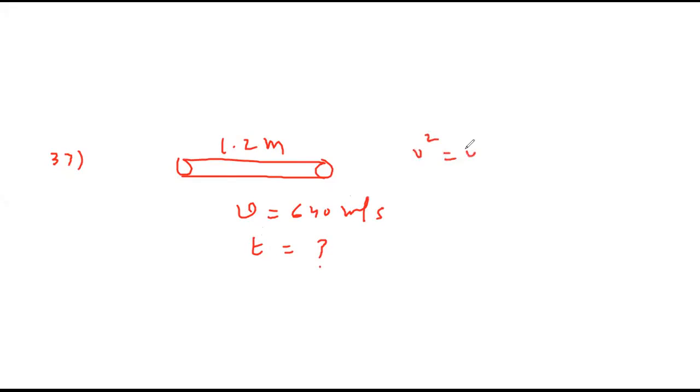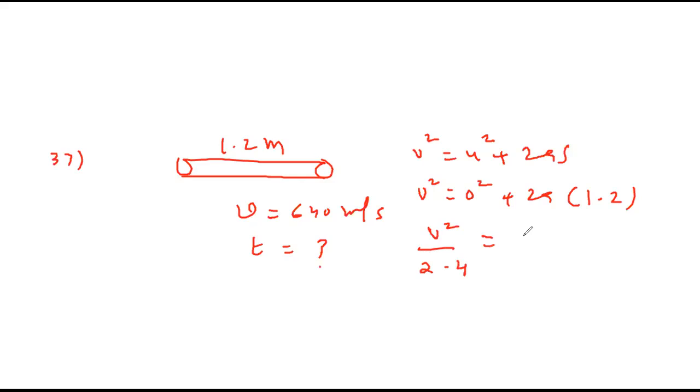V square is u square plus 2as. Bullet is initially at rest. It travels distance 1.2 when it emerges out. So we can say v square upon 2.4 equal to a. Now a is v minus u upon t.